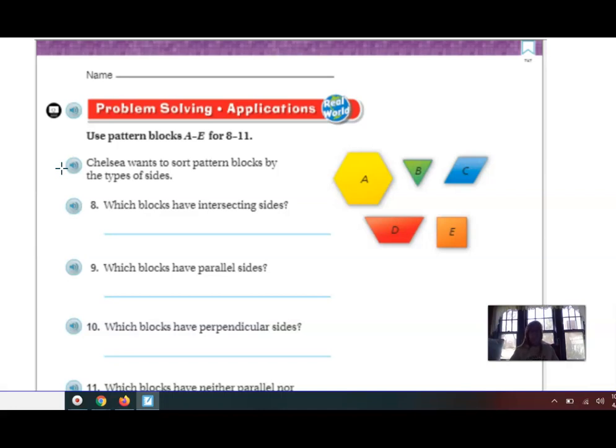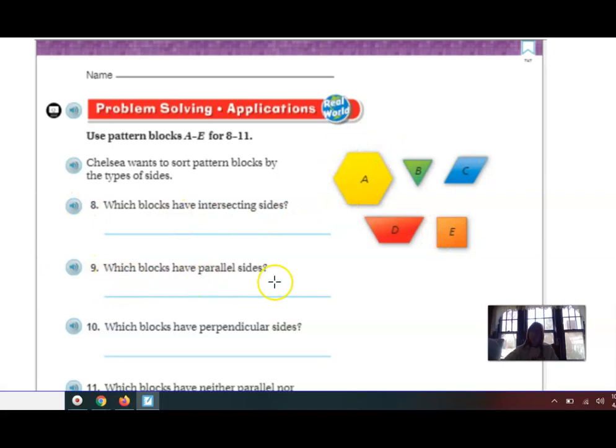So hopefully you would be able to look at A, and you would see if you drew these out that these sides, they do intersect each other. Okay, so they do have some intersecting lines. B, if you drew these out, they have some sides that are intersecting. C, if you drew these sides out, they would be intersecting. D, if you drew these sides out, they would be intersecting. And E, if you drew these sides out, they would be intersecting. So every single one of those have intersecting sides.